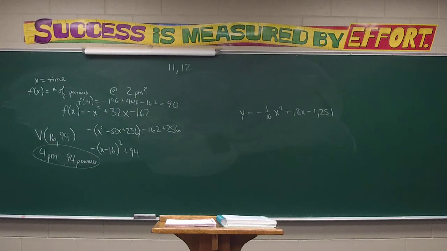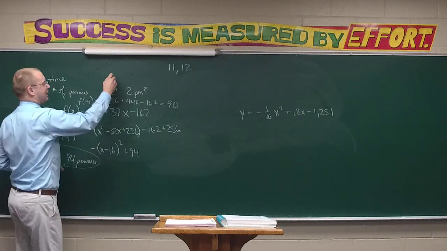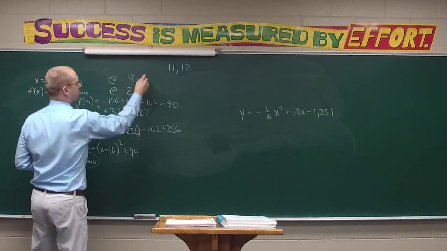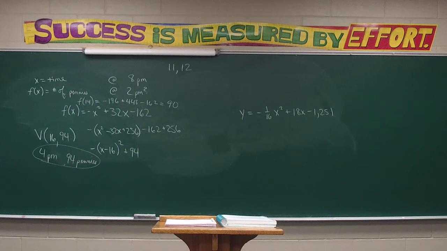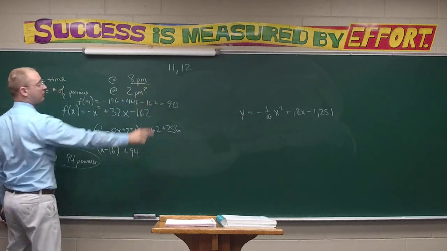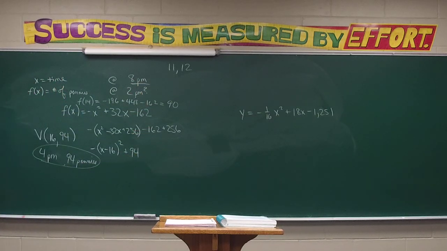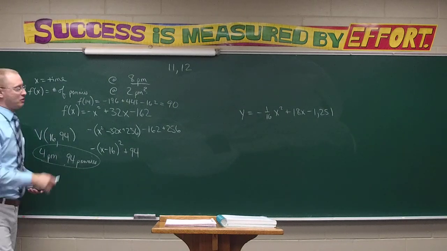Make sense? What if I said how many at 8 p.m.? What would I have to do, class? F of 8. Not f of 8. F of 20. 20, f of 20, right? Would give me how many pennies at 8 p.m. Does that make sense? How you could find different amounts at different times? All right, we're not going to, though, because we're too lazy.